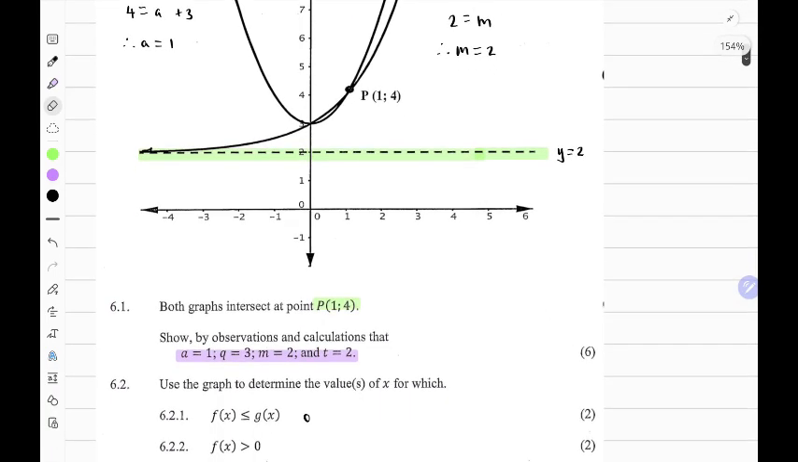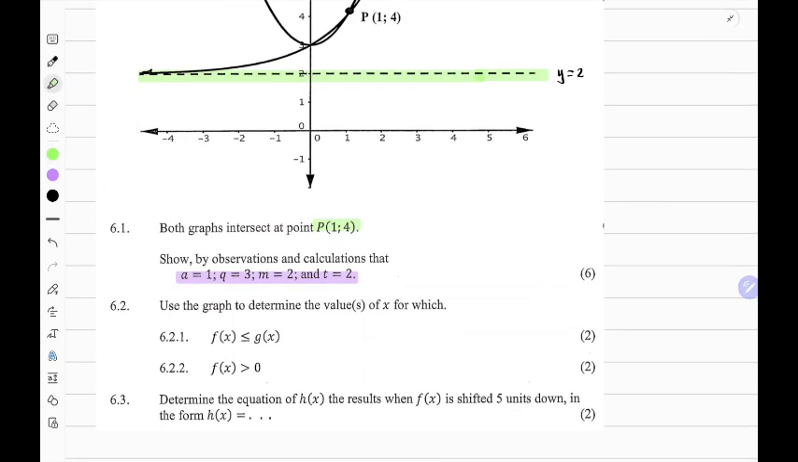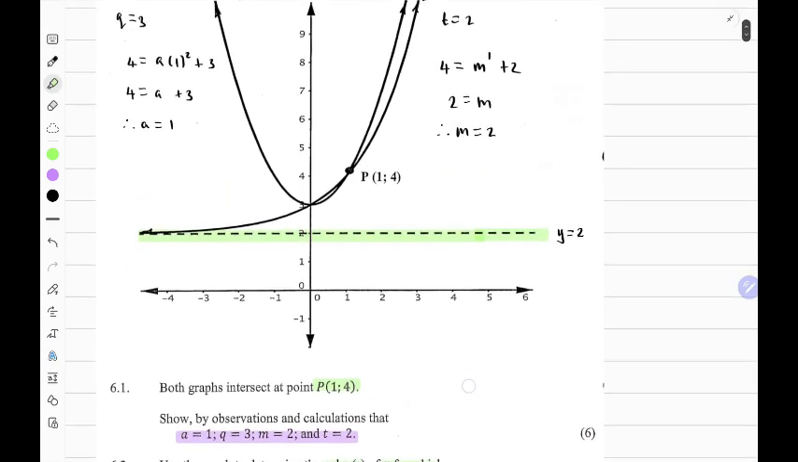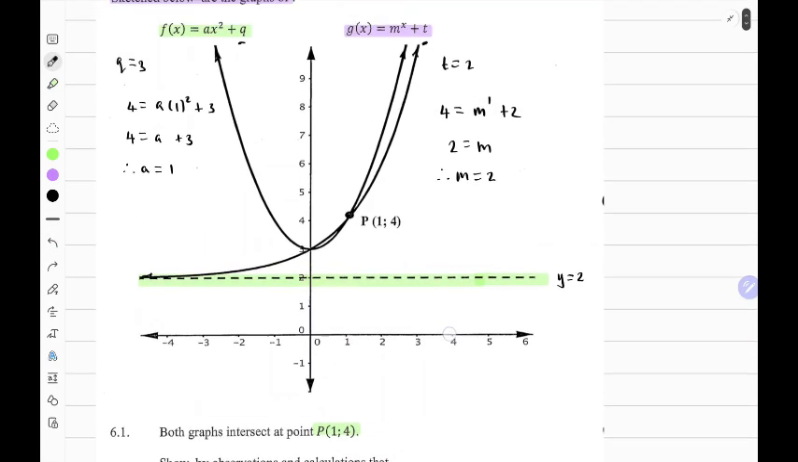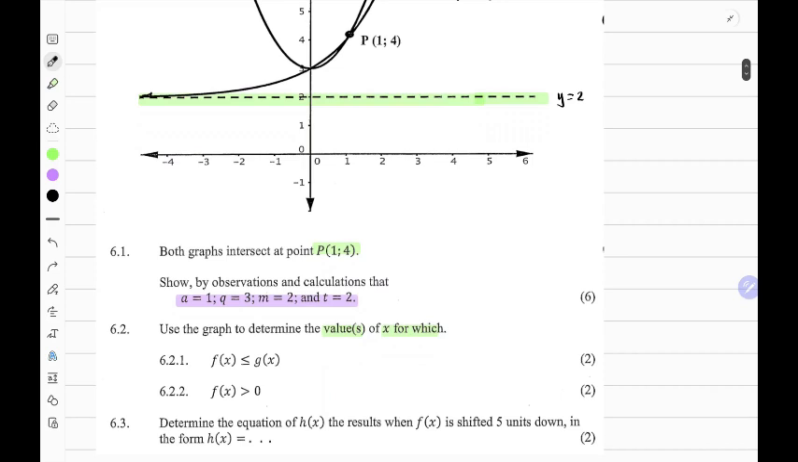So if we go to the next question, it says use the graph to determine the value or values of x for which f of x is smaller than or equal to g of x. So we've established f of x to be the parabola. You can just note it above. Let's use a different color. The parabola is green, and g of x is the exponential.